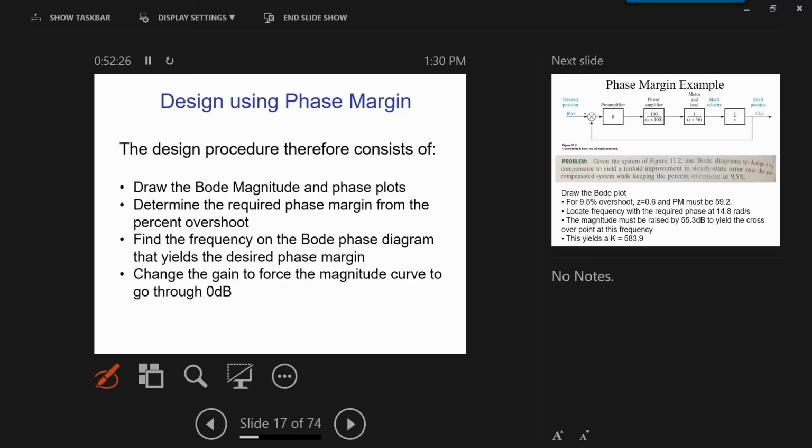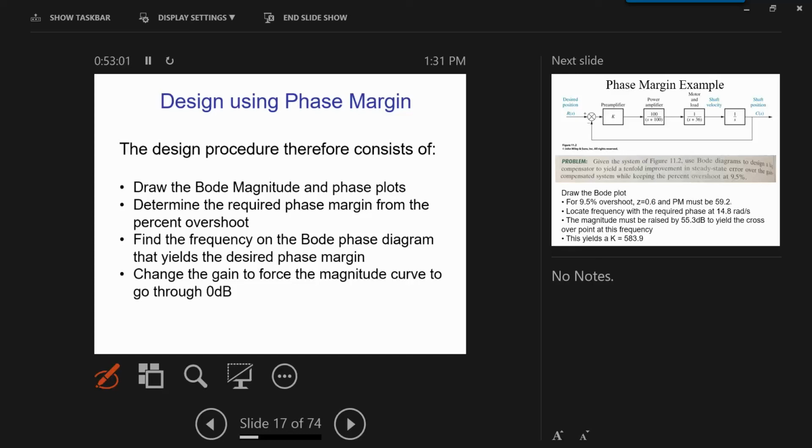Okay, so let us look at how we design in the frequency response. So we have the phase margin. The phase margin, what does it represent? What does it mean, the phase margin? How much damping we have, right? Remember, zeta equals phase margin over 100. So let us use this formula. So phase margin is how much damping.